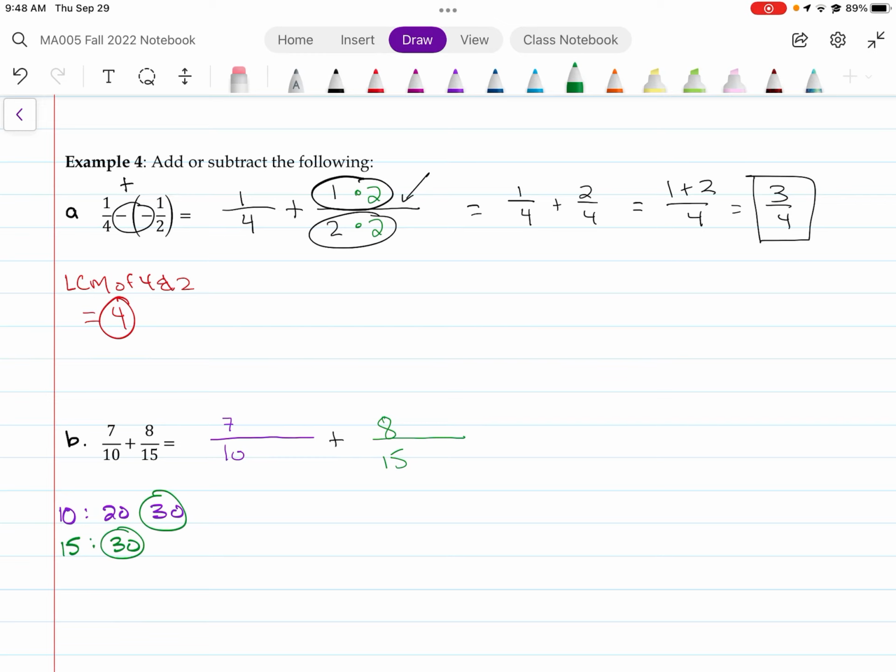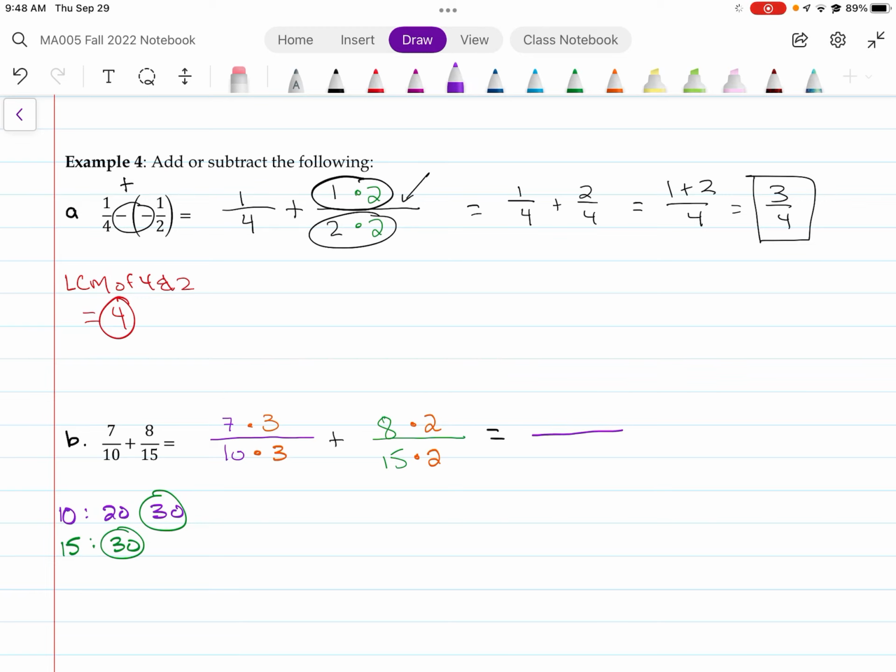So 30. Okay, so how are we going to make 30 out of 10? I'm going to multiply it times 3, and that will give me 30. So now I've got to multiply the top times 3. All right, so that one's taken care of. Now what about this one? 15 times what is 30? That's going to be 2, so I've got to do 2 on top. Don't take shortcuts more than this, okay? This is a pretty big shortcut, so don't do any more than this.